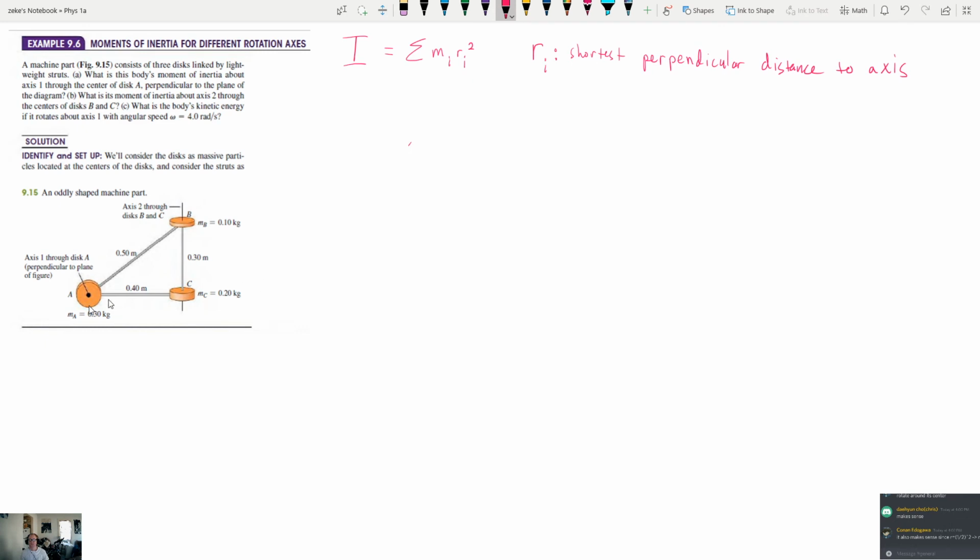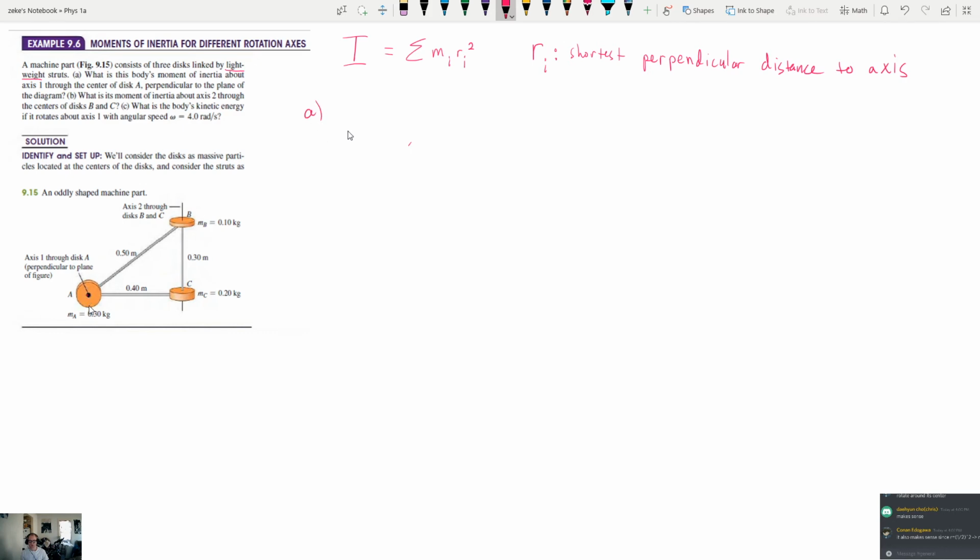All right, so here's our object. We have a mass A of 0.3 kilograms, a mass C of 0.2, and a mass B of 0.1. And these objects are connected by rods, but I believe the rods are all lightweight. So we're going to ignore the weight of each of these rods compared to the masses of these objects. So the first axis we want to do is through A.